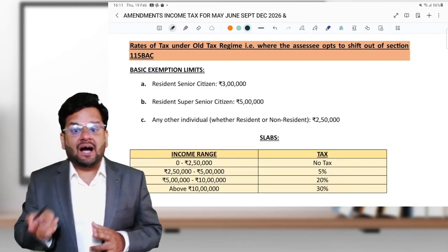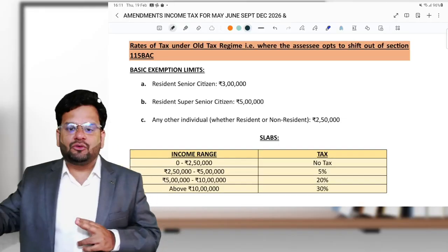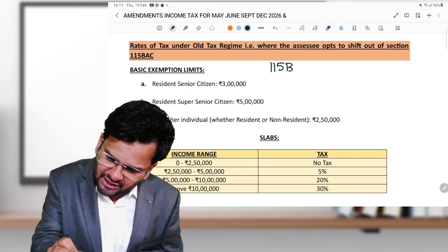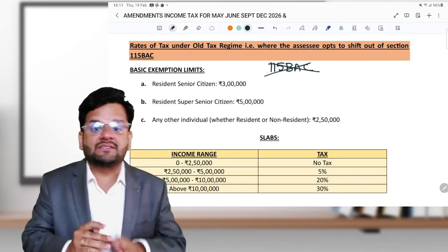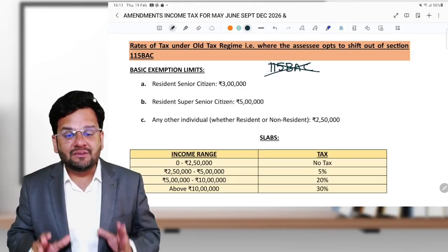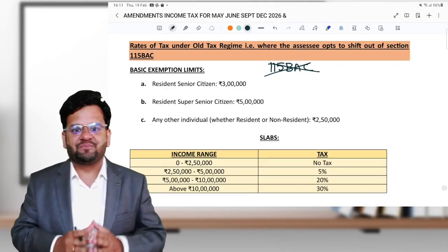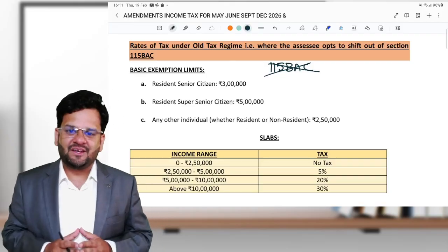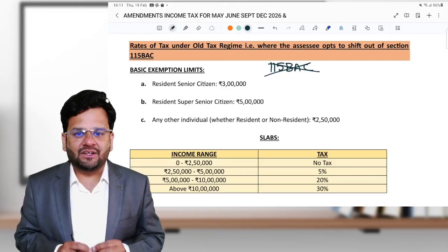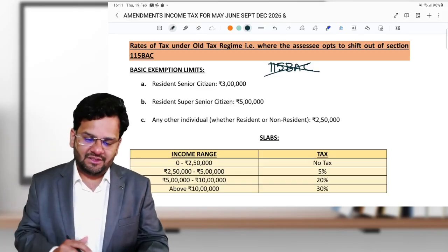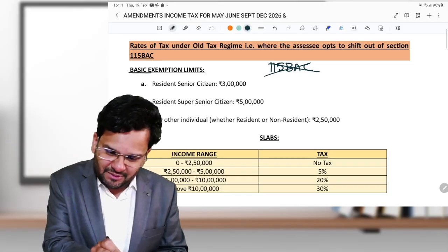Now, if you are going to opt out of the default tax regime, that means if you are going to opt out of section 115BAC, then what are the rates of tax for you? They are remaining absolutely the same. So in short, you can call it the old regime. Here, the rate of income tax is the same as was applicable in last AY.